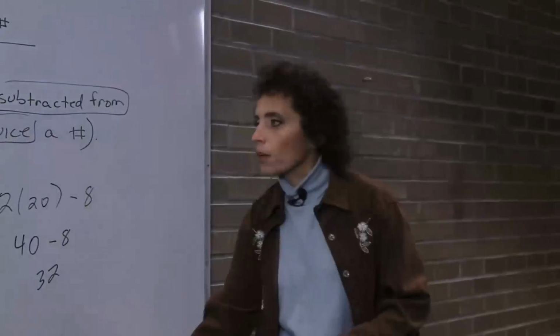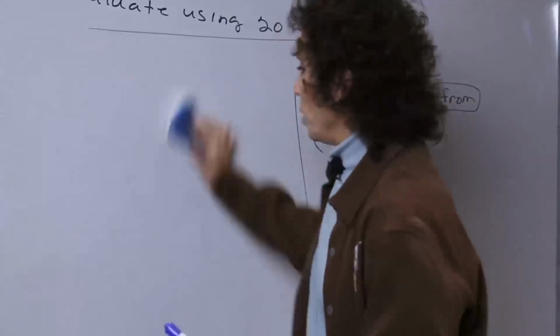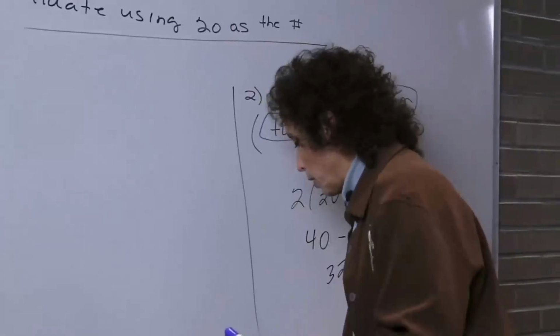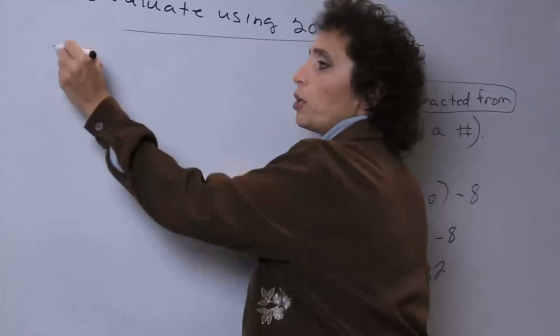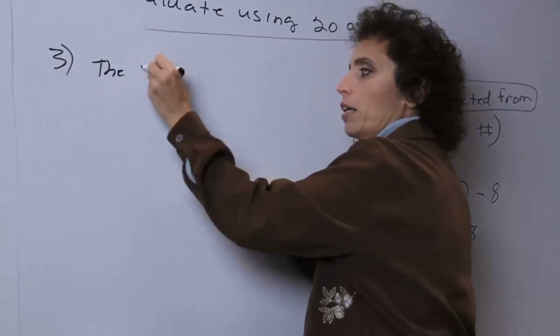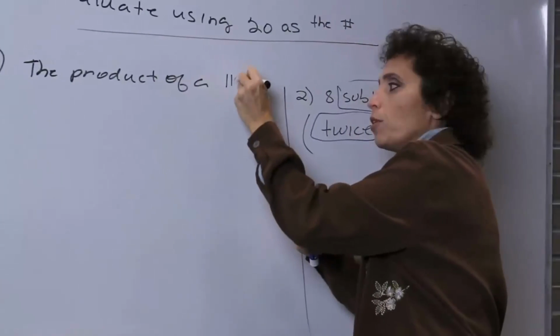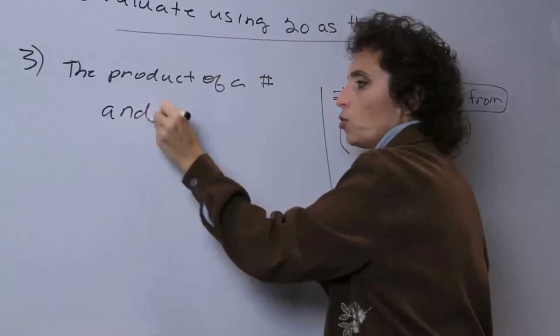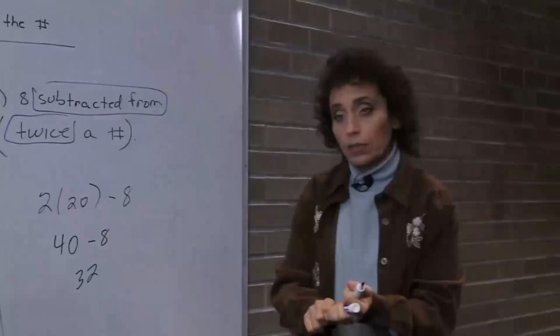Okay, let's look at number 3. We want to talk a little bit about number 3 and the way you're going to see it most of the time. Okay, number 3, it says the product of a number and 20. And again, this is all in your workbook. Okay, a couple of keywords.